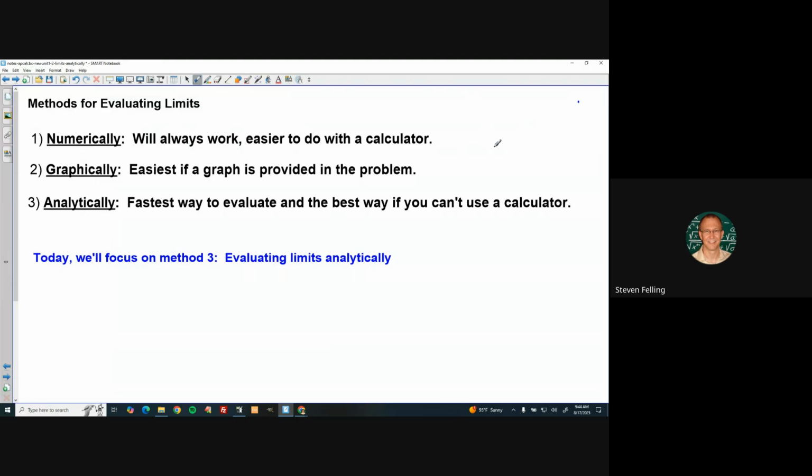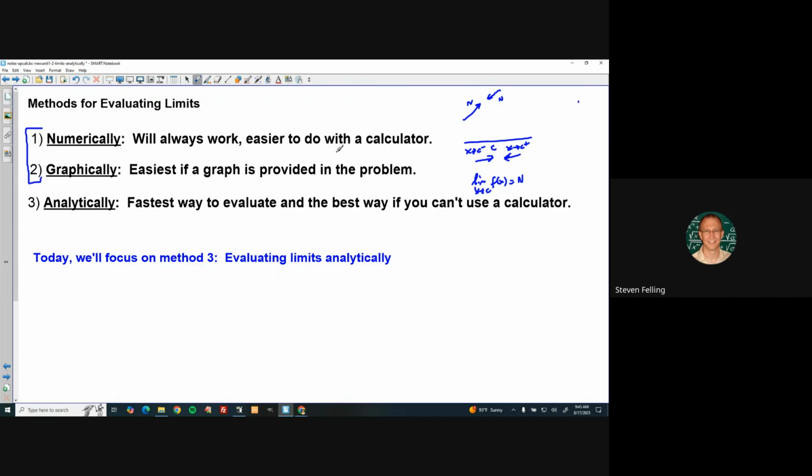If you have a target x value c, and you approach from the left, and you approach from the right, if the y value is approaching some number on this side, and the y value on this side is approaching some number, and those are both numbers, and they're both equal, you can declare that the limit as x approaches c of f of x is equal to that target value that's being approached. All right, and yesterday we focused on numerical and graphical.